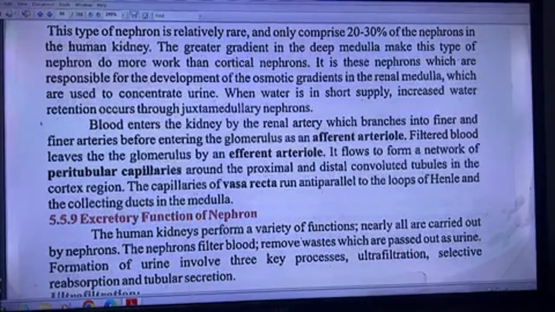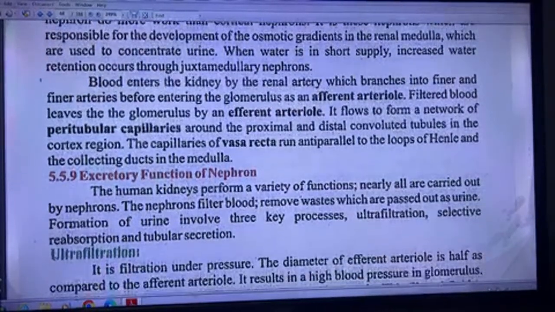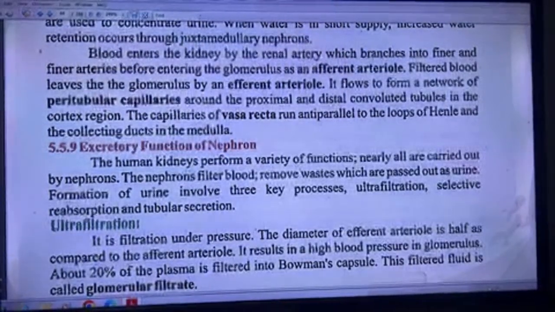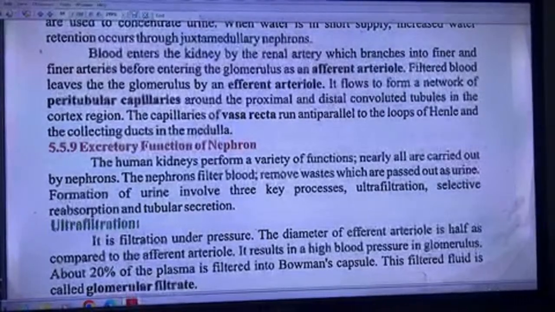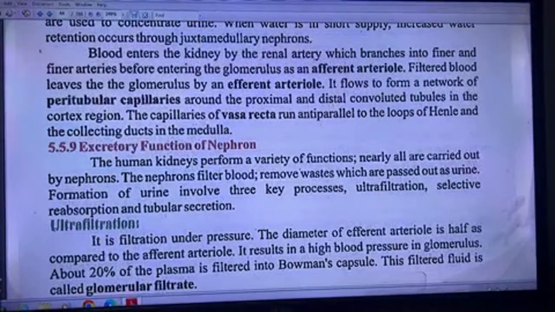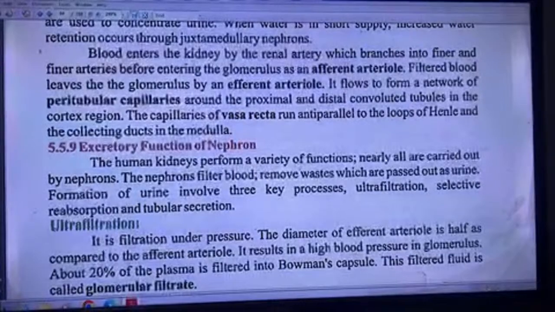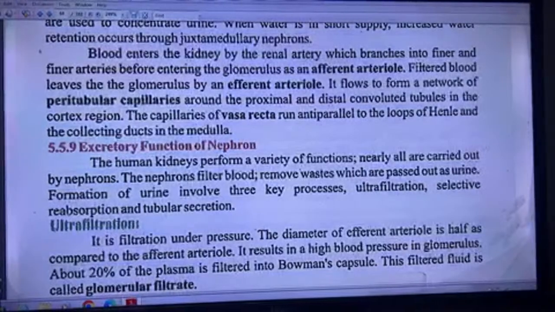Blood enters the kidney by the renal artery, which branches into finer and finer arteries before entering the glomerulus as an afferent arteriole. Filtered blood leaves the glomerulus by an efferent arteriole. It flows to form a network of peritubular capillaries around the proximal and distal convoluted tubules in the cortex region. The capillaries of the vasa recta run antiparallel to the loops of Henle and the collecting ducts in the medulla.